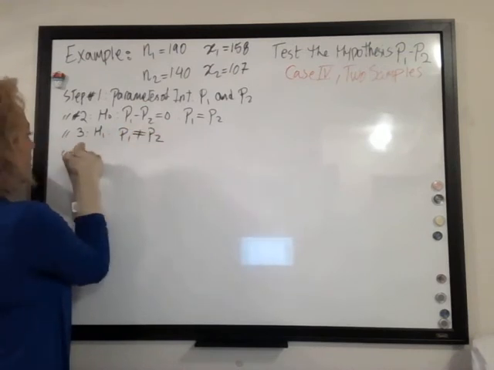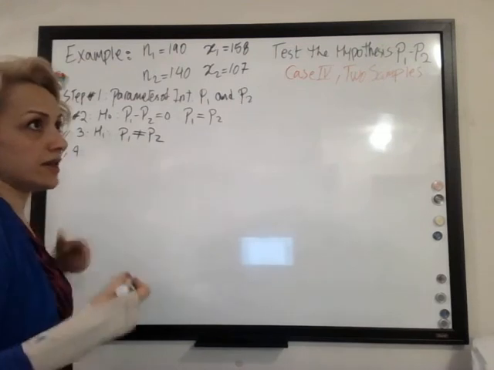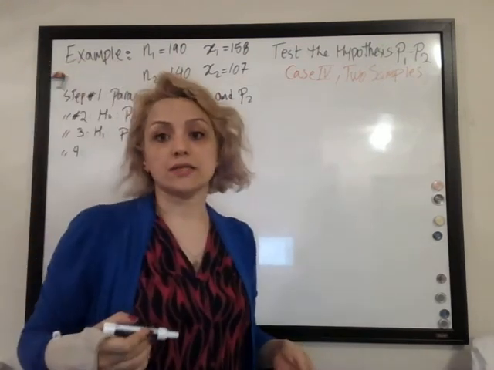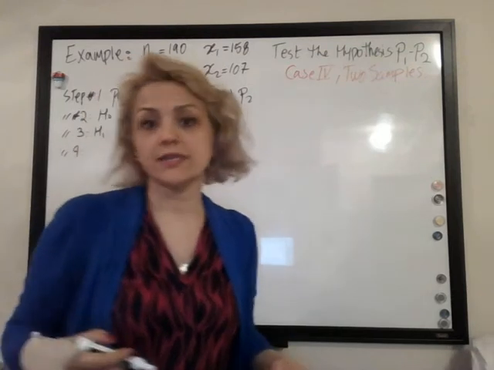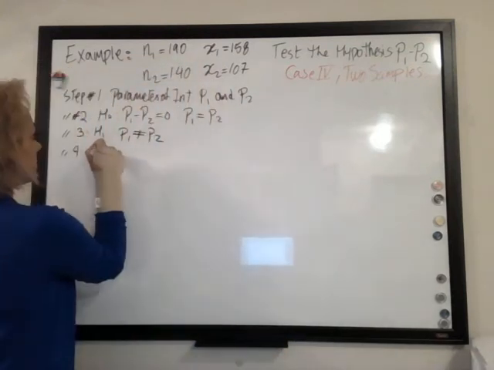Step number 4, the level of significance. Because in the question we haven't been given any number, we consider a 95% confidence level. So my alpha is 5%.